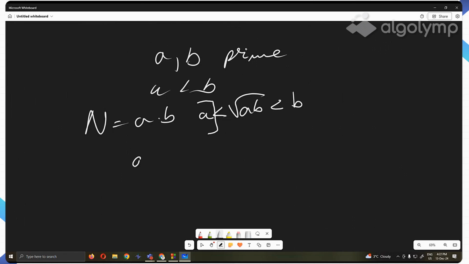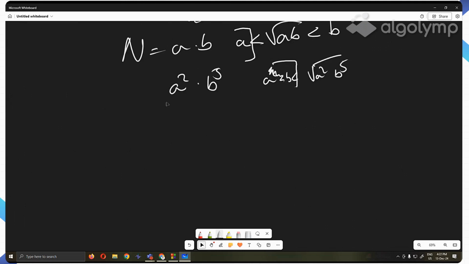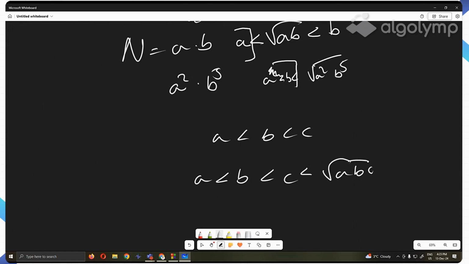If our number is in the form of a squared times b to the power of 5, all we want to detect is a and b. So it's clear that a squared is less than the square root of a squared times b. It's smaller than that, but I think this thing is even smaller than b. But the idea is that in this case, we go up to here and take both of them. So, in the worst case, if we have 3 prime numbers, a is less than b, less than c. In general, I think that's the relationship with the square root of abc. And yeah, probably, not for all numbers. If they are distinct, it's not necessarily for all numbers.